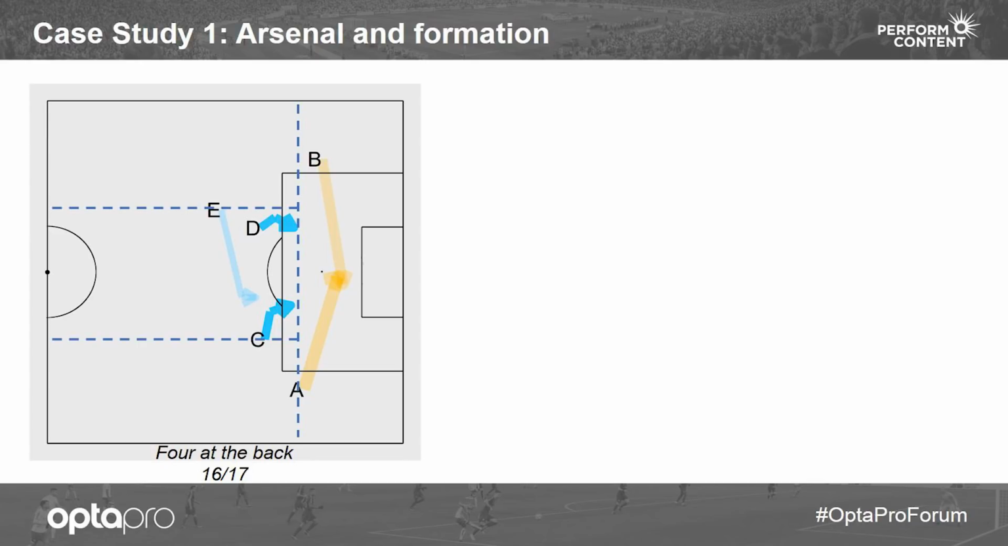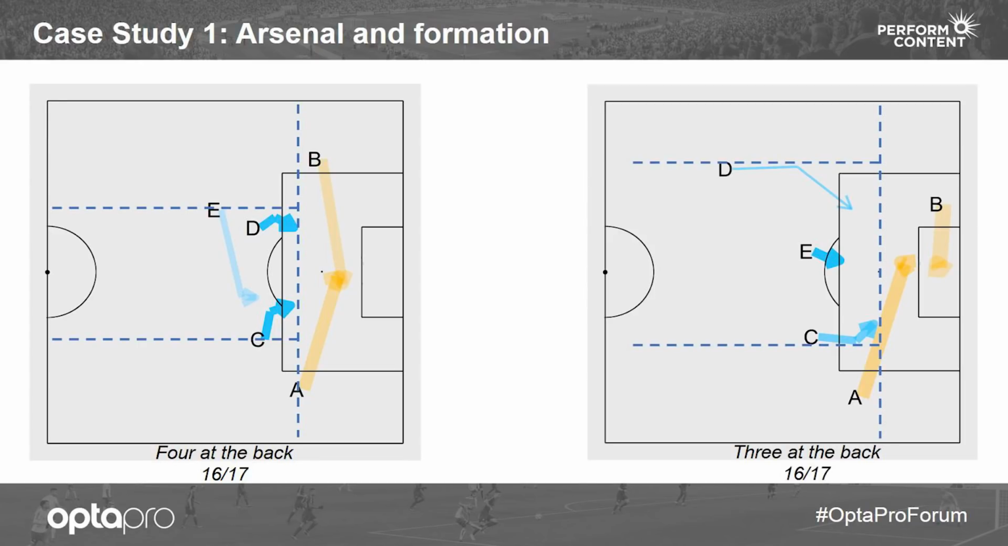However, the expected goals tally told a different story. Around 13 expected goals were conceded during those 8 Premier League games. So let's see how this is reflected on the graphics. Here is Arsenal playing 4 at the back, and here is Arsenal playing 3 at the back.